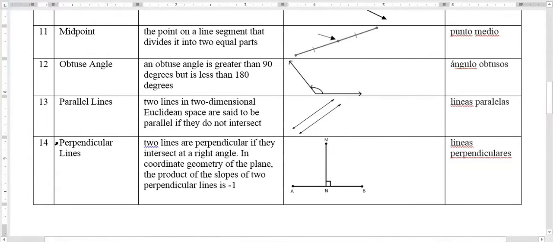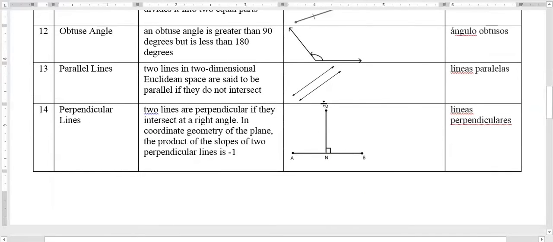14, perpendicular lines. Two lines are perpendicular if they intersect at a right angle. So that's right here. This little square means it's 90 degrees. In the coordinate geometry of a plane, the product of the slopes of two perpendicular lines is -1. So again, the product of slopes of two perpendicular lines is -1. It's usually the negative reciprocal, and sometimes we'll work on that later. But all you have to know is perpendicular lines are 90 degrees to each other.